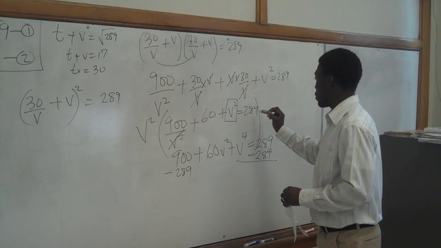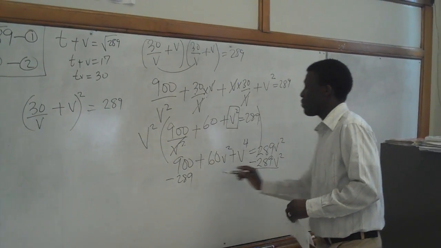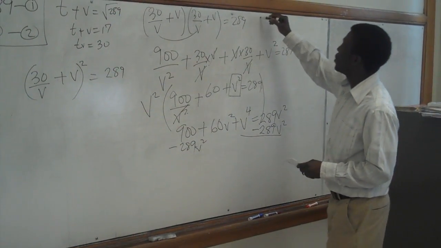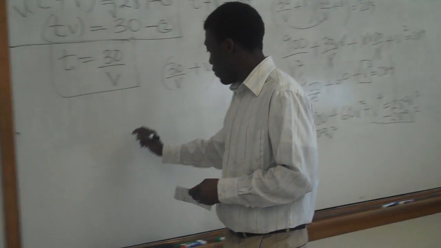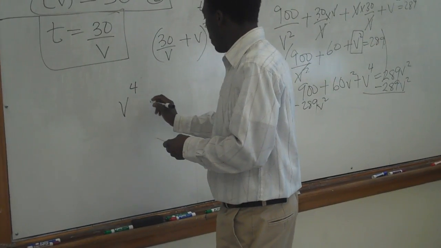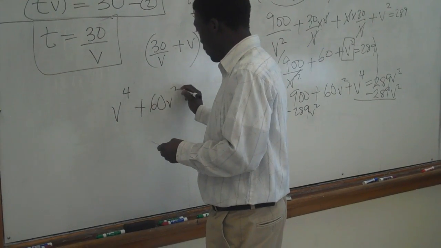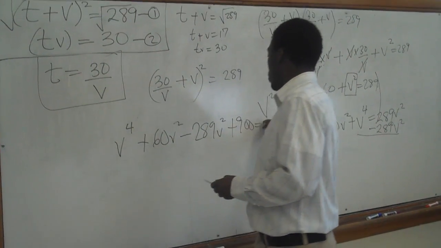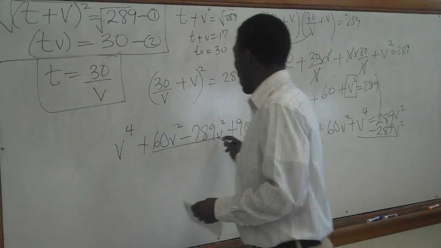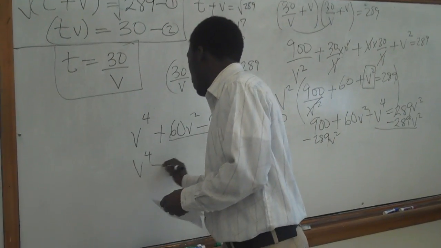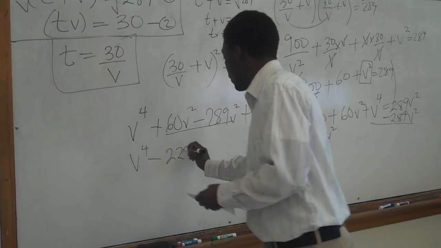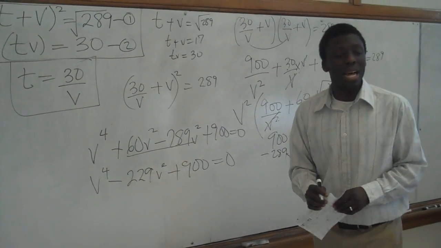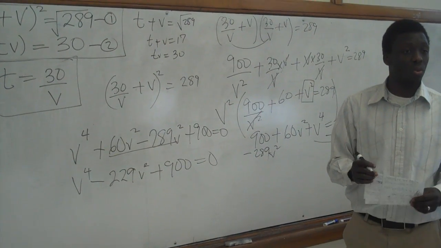Well, sorry, the v squared also multiplied that. So we have 289v squared. That's what we're subtracting from both sides. And at this point, all we would have is v to the fourth. I'm going to come back here and write it. v to the fourth plus 60v squared minus 289v squared plus 900 is equal to 0. And you simplify that, that would simply become v to the fourth minus 229v squared plus 900 is equal to 0. This will most likely be an extra credit question on Thursday's quiz for both classes.